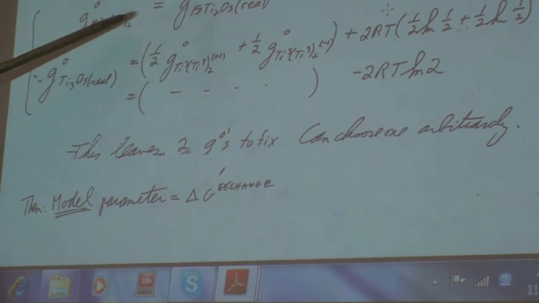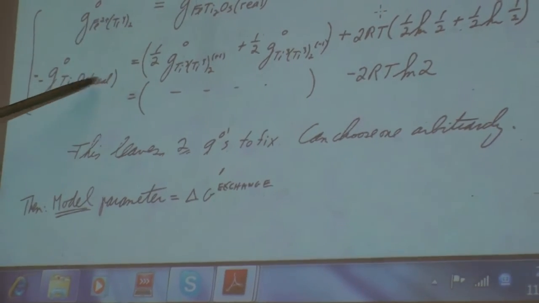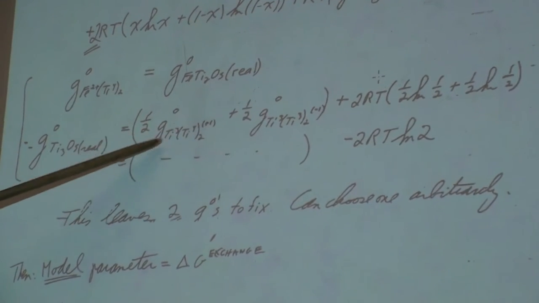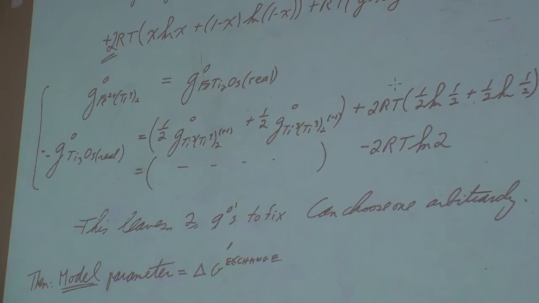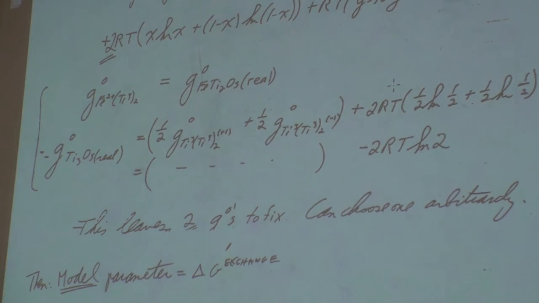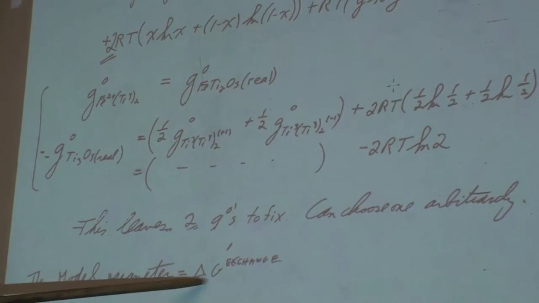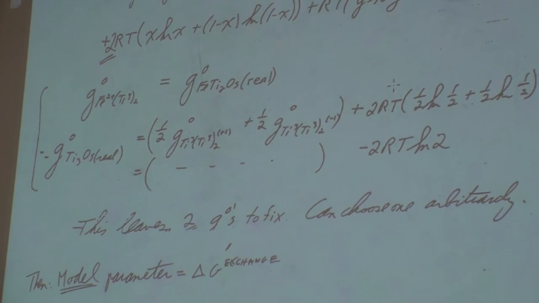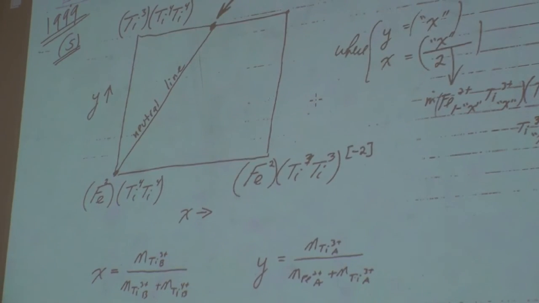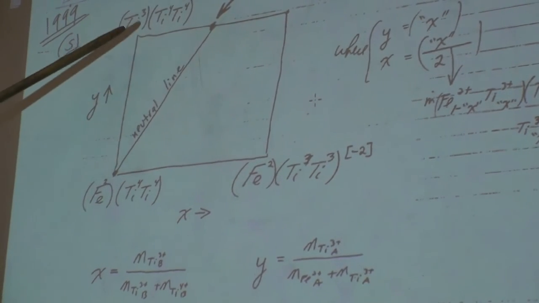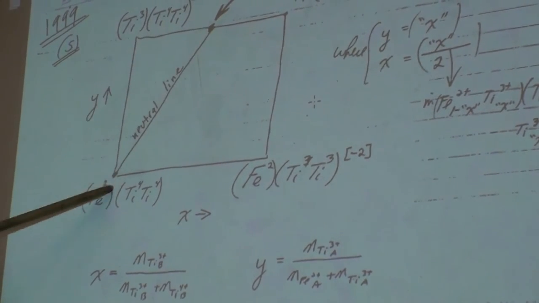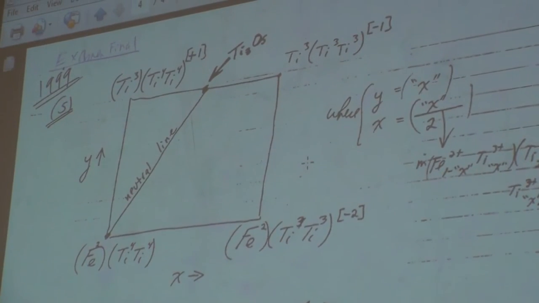So this here fixes this Gibbs energy. This fixes the sum of these two. This fixes this plus this minus this minus this. So you have three things fixed. You have four things, so one of them can be chosen arbitrarily. Your delta G exchange is going to determine whether these things really want to mix or not along that line. Your delta G exchange, which is this plus this minus this plus this, is going to determine whether this forms an ideal solution, a negative deviation, or a positive deviation.